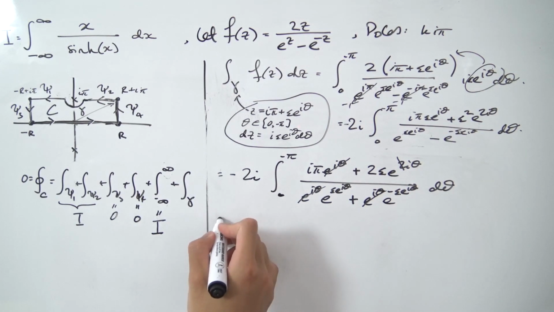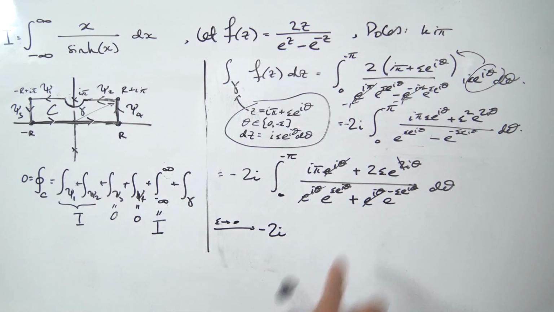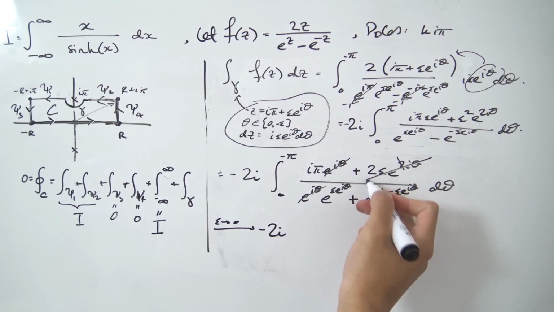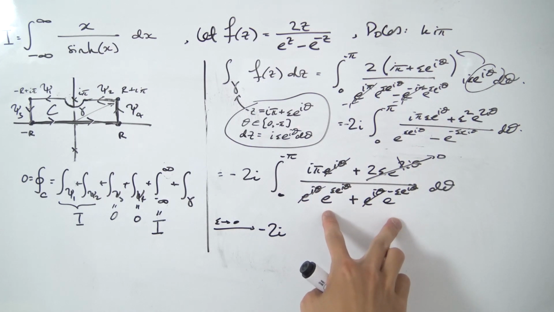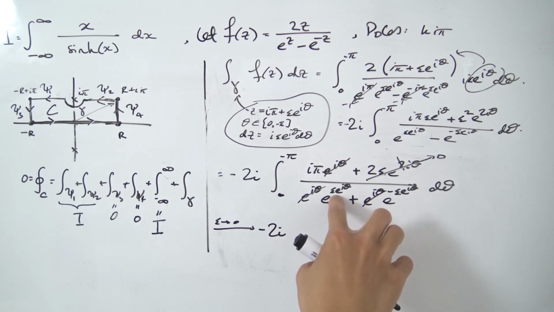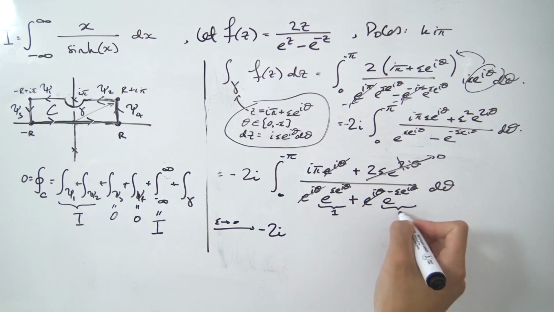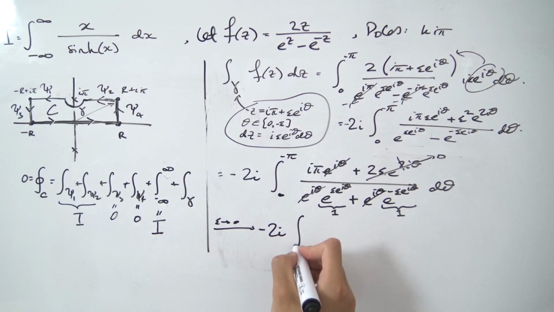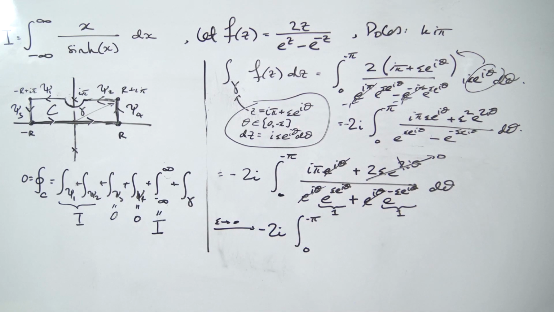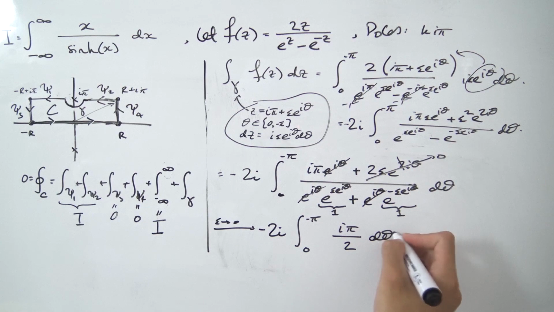Well, let's now take the limit as epsilon approaches 0. We're going to get minus 2i. Over here as epsilon approaches 0, that's gone. That goes off to 0. And what happens to the rest of everything? As epsilon approaches 0 here, this is going to give us a 1. This is also going to give us a 1. So we have a division by 2. So we have the integral from 0 to minus pi of i times pi, but we divide by 2. And then we have a d theta.